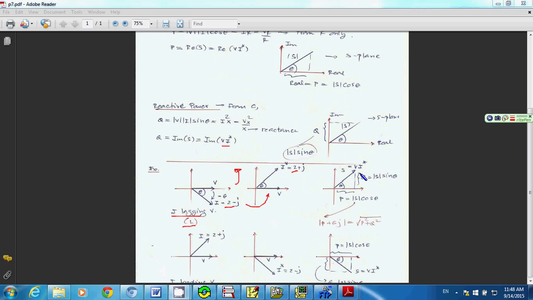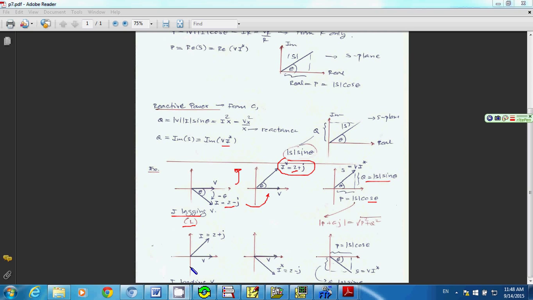And when you multiply V by I complex conjugate, you end up with the S plane like this. You can find your Q equal to the magnitude of S multiplied by sine theta, and you can find P equal to the magnitude of S multiplied by cosine theta, and the magnitude of your S simply becomes the square root of P squared plus Q squared, right? This is like a vector.